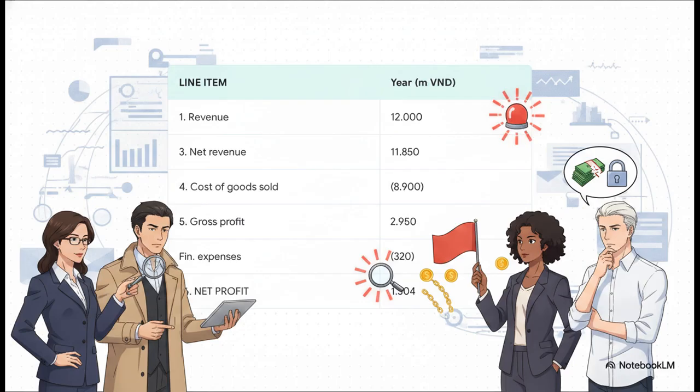But I want you to pay close attention to lines 6 through 9, specifically those financial expenses sitting right there at $320 million VND. As careful analysts, you should immediately flag this. That is a substantial expense eating into their profitability. It's highly likely to be interest from those bank loans we noted earlier on the balance sheet, and it definitely needs close monitoring moving forward.